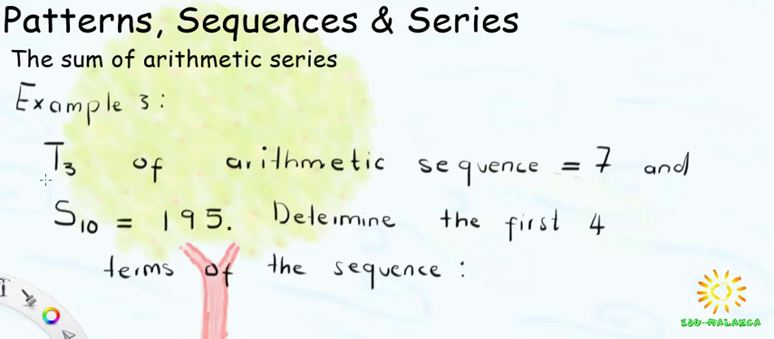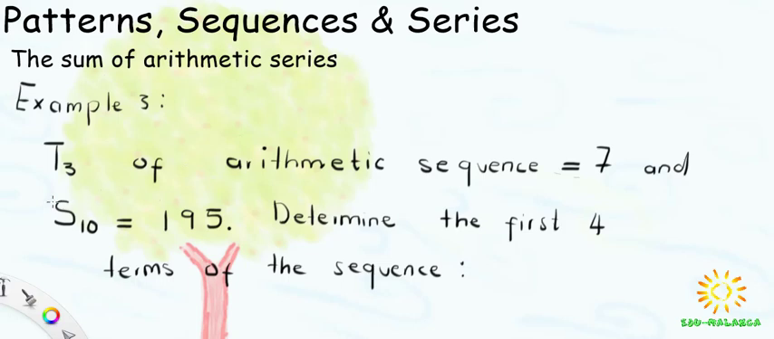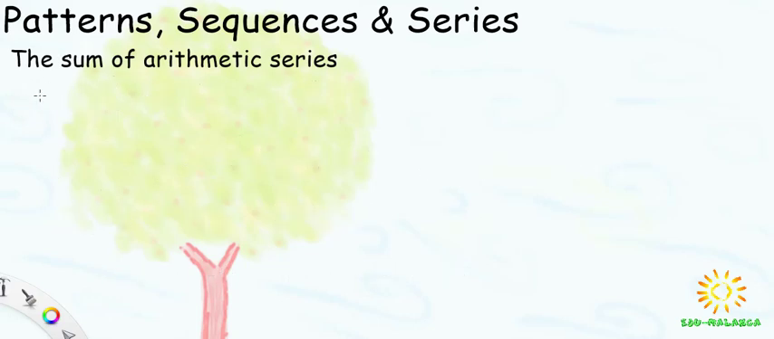We see that we've been given series to 10 is equal to 195. We'll start by writing down what we're given, because there were 2 equations that we used when dealing with the sum of arithmetic series. Let's write. We've got series to 10 is equal to 195. And from this we can read that n is equal to 10.